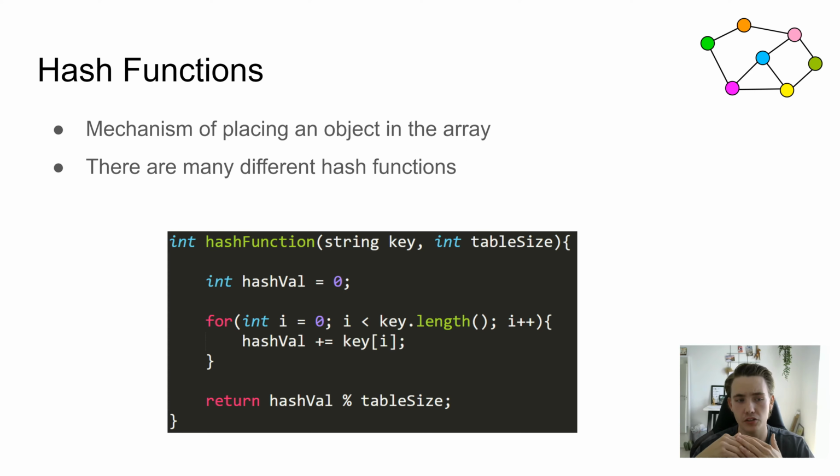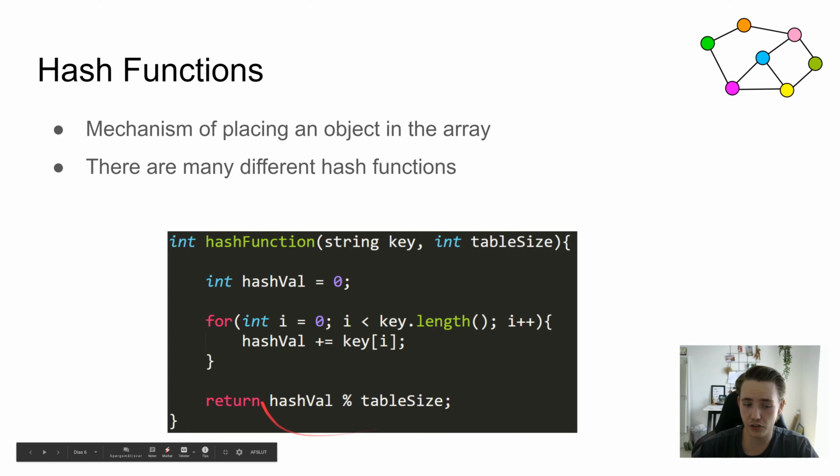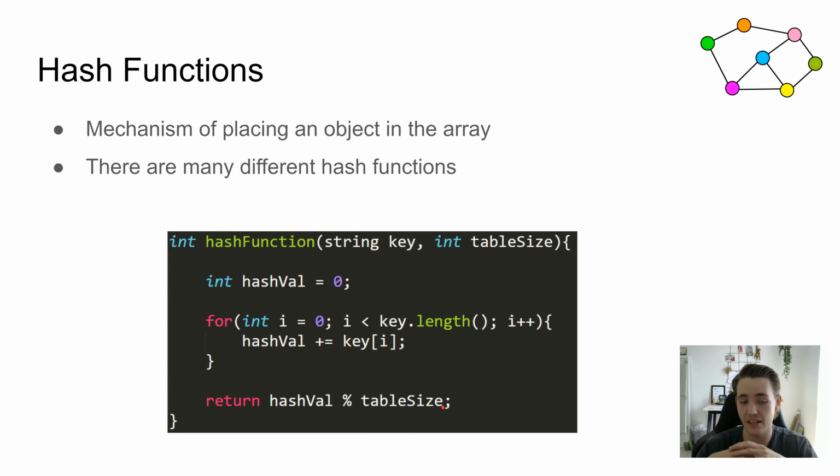So an example here of a hash function, and a hash function, like we have talked about, is a mechanism of placing an object in the array. We need to know where we should place the object, or where we should take the object from if we want to search for it or delete it in some way. There are many different types of hash functions, but an example down here is that we have a hash function and then return the hash value, and then we take the modulo of the table size. I talked about the table size, it has to be a prime number. So then we take the modulo and return the rest of that operation.